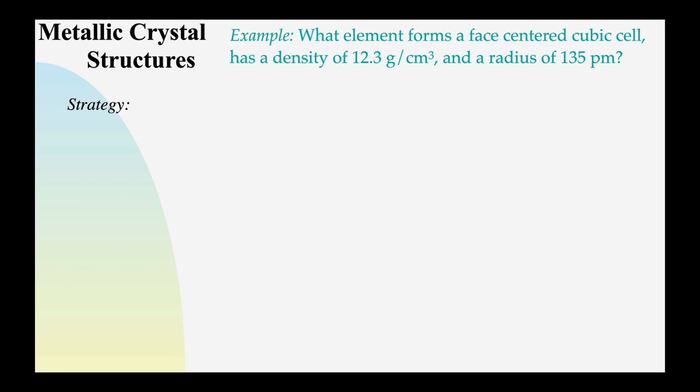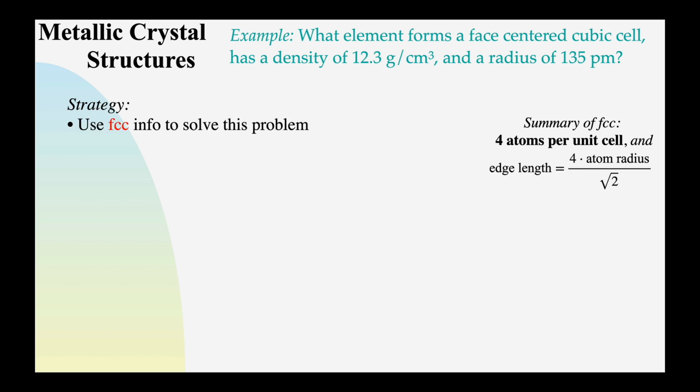So let's talk about the strategy that we need to solve this problem. First of all, this is an FCC, a face-centered cubic problem. And every time you see face-centered cubic, remember that means 4 atoms per cell, and the edge equals 4 times the radius divided by square root of 2. And remember, this is our radius, so you can probably see what one of the first steps is we're going to do here in a little bit. You've got to know what FCC means.